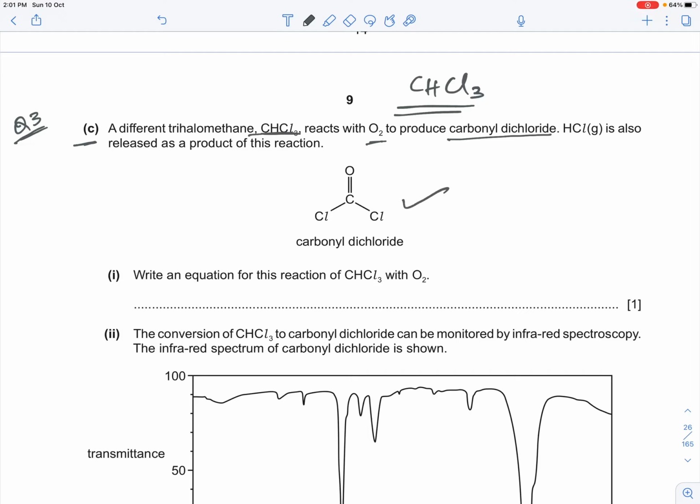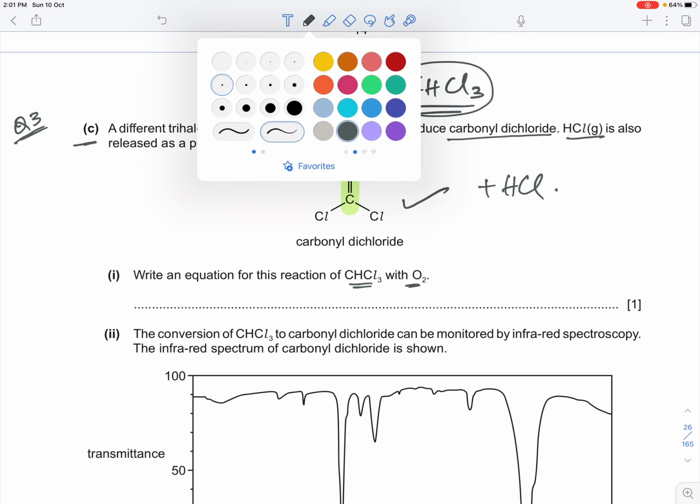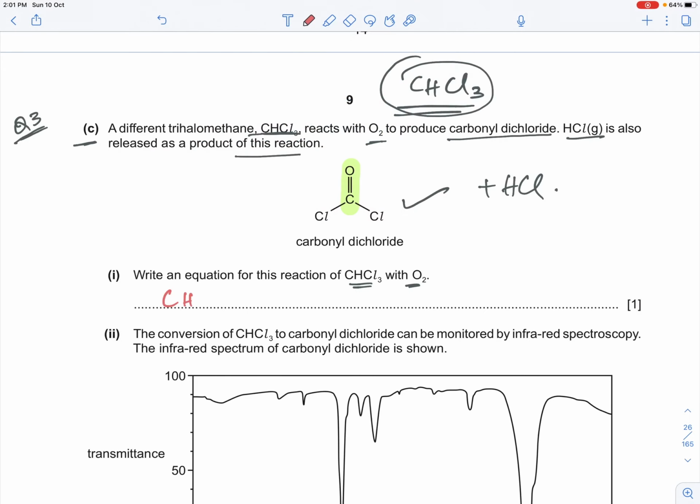And this is the structure of carbonyl dichloride. This is the carbonyl group. It has two Cl attached to it, so that's why we are calling it carbonyl dichloride. HCl gas is also released as a product of this reaction. When trichloromethane reacts with oxygen, we get carbonyl dichloride and HCl. So write an equation for this reaction. The reaction would be CHCl3 reacts with oxygen, we get carbonyl dichloride, whose molecular formula is COCl2, plus HCl.